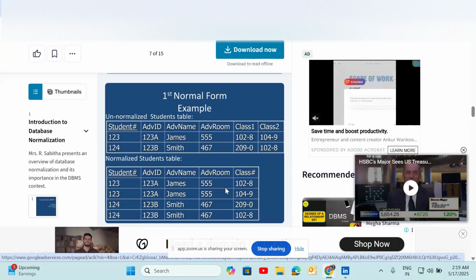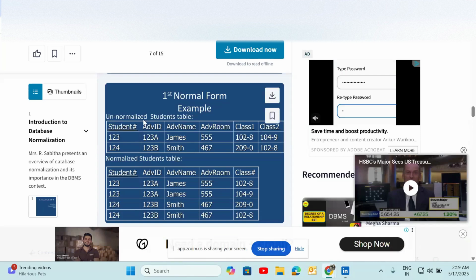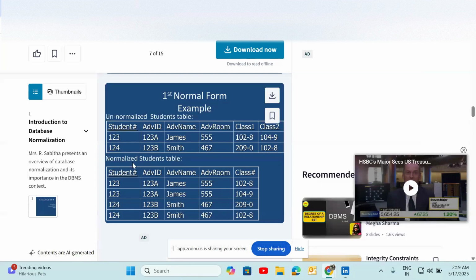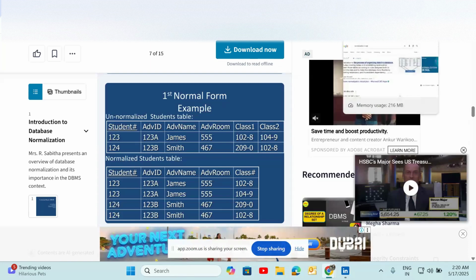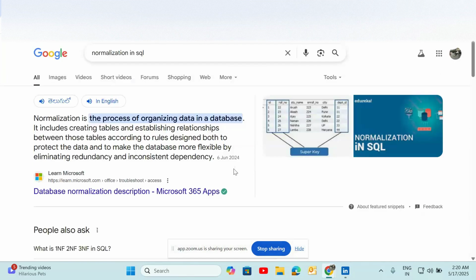Okay. I'm talking about what is unnormalized and what is normalized. Do you have any idea? I don't understand the difference yet. I can see the difference between the two tables, but I'm not sure exactly what it means. First of all, this is very important in data warehousing: normalized and denormalized, unnormalized, whatever. Normalization is the process of organizing data in the database. It includes creating tables and establishing relationships between the tables according to the rules designed for the project, right?